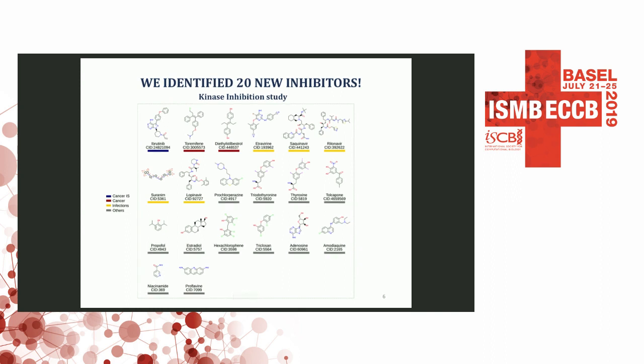And we identified 22 new inhibitors that were validated with a kinase inhibition study. And now you see that only a few are cancer drugs. We have also drugs for infection, and also some diverse other indications like Alzheimer's, Parkinson's, and so on.